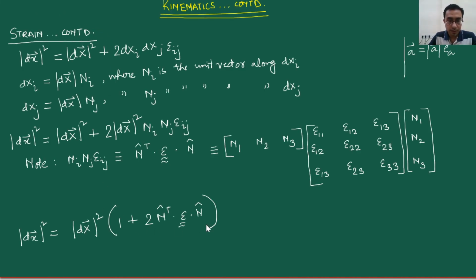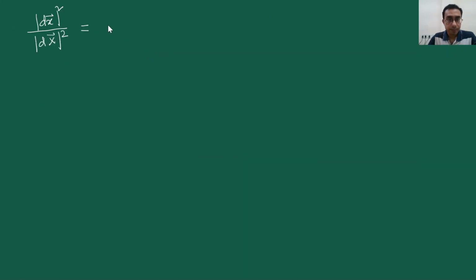So this is equal to, you can see, just 1 plus 2 n unit vector transpose dotted with the strain tensor dotted with again the n unit vector.